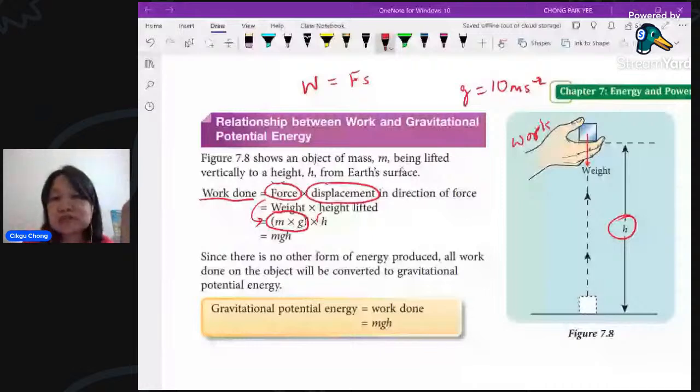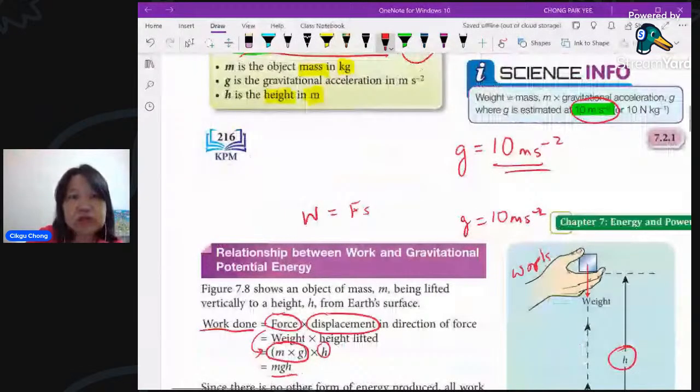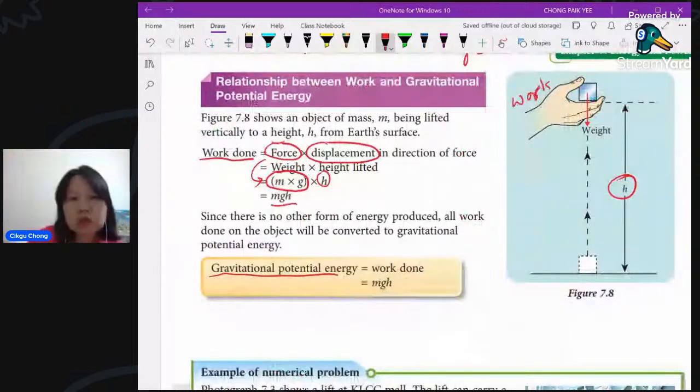M is the mass of the object you're holding up. G is always 10. Height is the distance of the thing from the ground. So the work done by your hand is also mgh. That means you can see the relationship just now: mgh is G.P.E, gravitational potential energy. Your work done is also mgh, so it actually means the same.